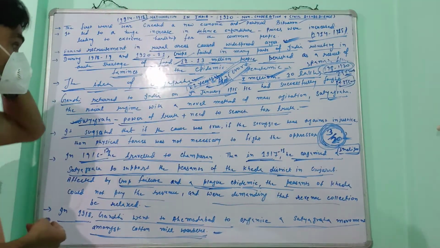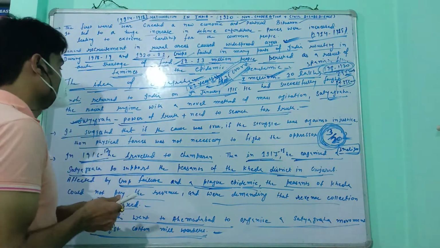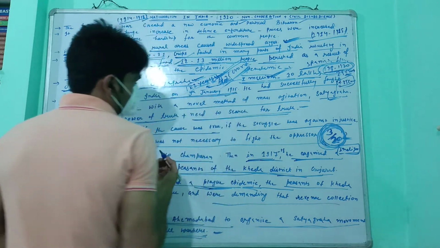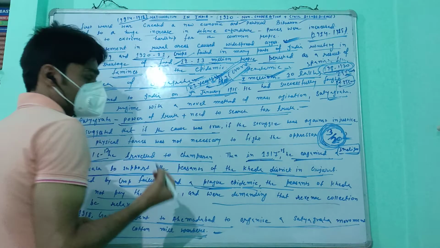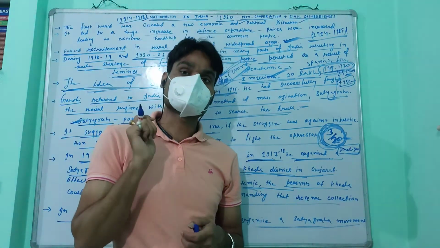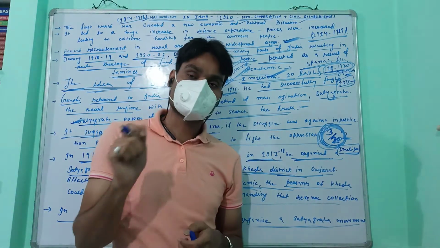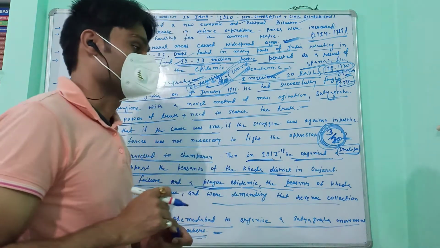As we know, Gandhiji came to India on 9th of January 1915. So every year, on 9th of January, we celebrate Pravasi Bharatiya Divas, because on this very day, Mahatma Gandhi came to India in 1915.